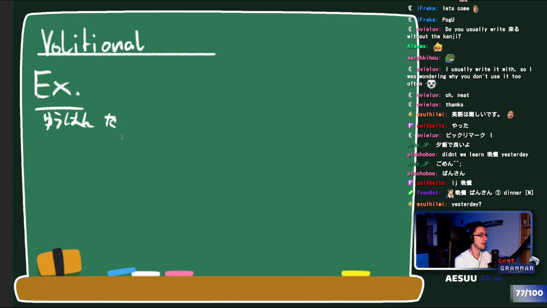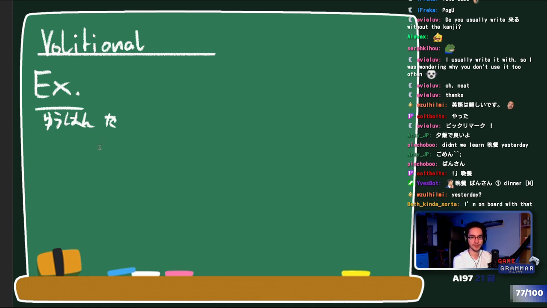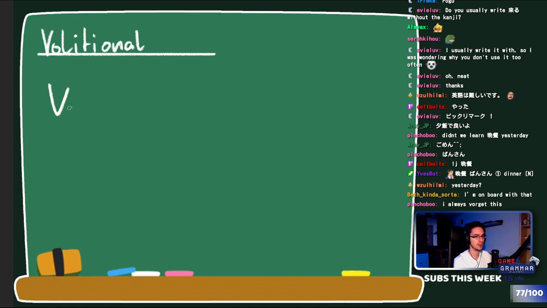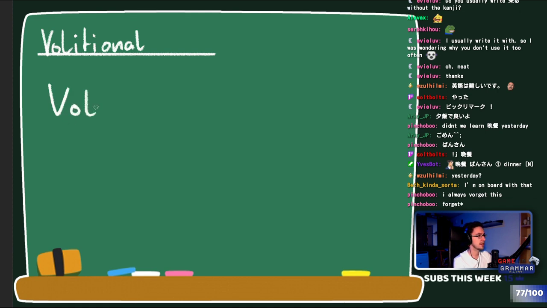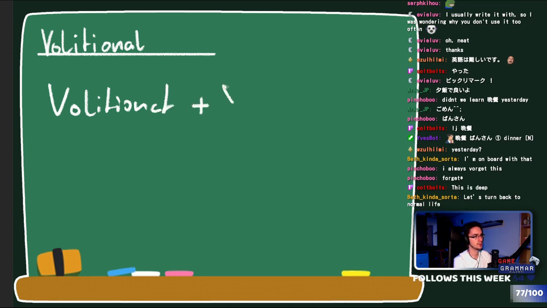We're going to combine two things that we know, all right? We're going to go deep now, deep into our brains. I'm on board with that. Yes, me too. So we're gonna combine volitional plus to plus suru.